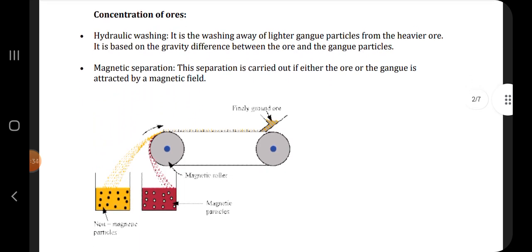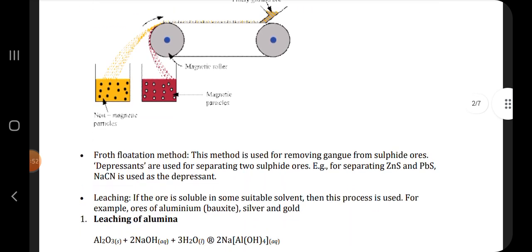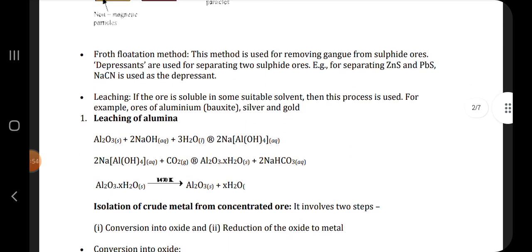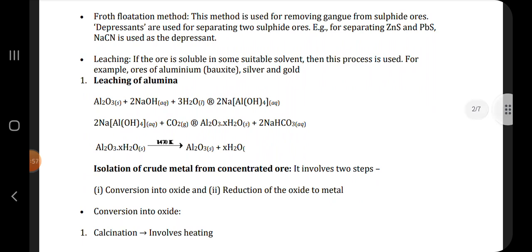Then concentration of ore. Hydraulic washing is the washing away of lighter gangue particles from the heavier ore. It is based on the gravity difference between the ore and gangue particles. Then magnetic separation takes place. This separation is carried out if either the ore or the gangue is attracted by a magnetic field. Then the froth flotation method. This method is used for removing gangue from sulfide ores. Depressants are used for separating two sulfide ores. For example, for separating ZnS and PbS, NaCN is used as the depressant.